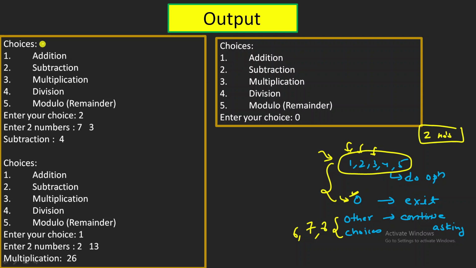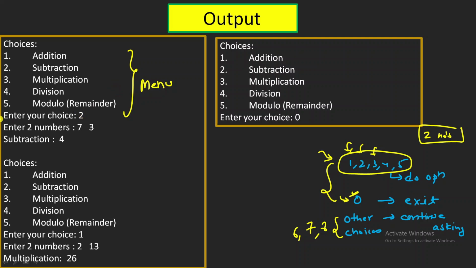Okay, so here you can see output wise, this is the output. Whenever you run your program, on the monitor screen the choices should come: addition, subtraction, multiplication, division, modulus. This is like a menu. In a restaurant you are given the menu of the food. The same way, this menu or these choices should come on the screen.